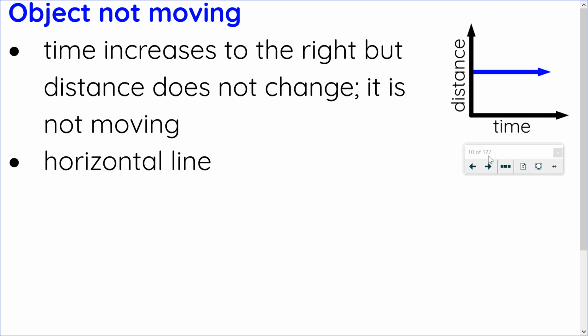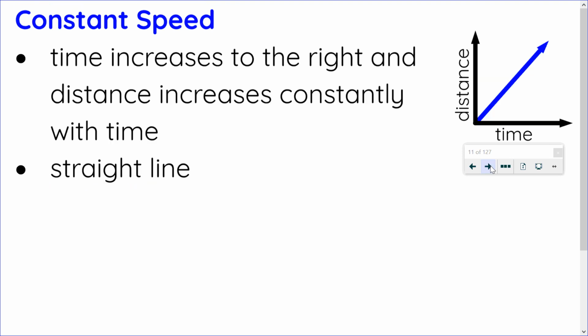A couple of things to mention about distance time graphs. When the object is not moving, that means that time keeps increasing, but notice the distance does not. It stays at the same spot. So it is a horizontal line. So when I have a distance time graph, if I have a horizontal line, that means the object's not moving.